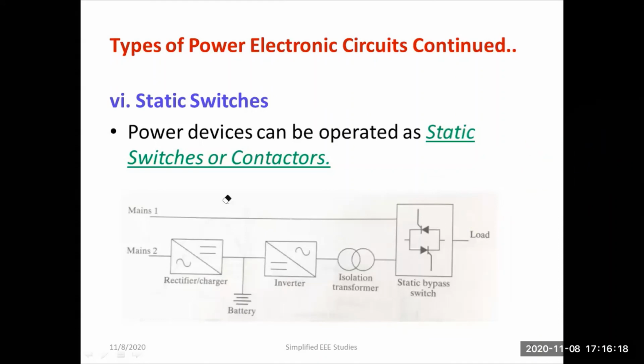Let us consider one system. Power devices can operate as static switches or contactors. Here we have two supplies. One is the main supply, the other is the auxiliary supply. In the normal condition, the main supply will be applicable, and with the help of this static bypass switch, it will conduct and the load will be operated. You can satisfy the load requirement.